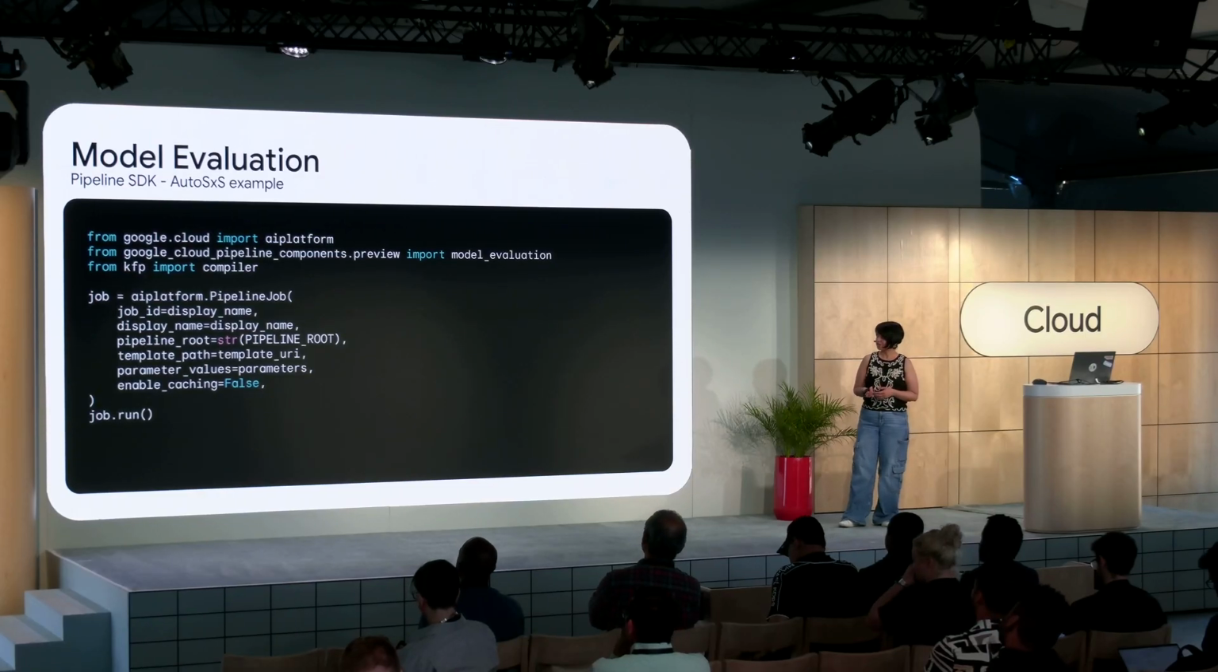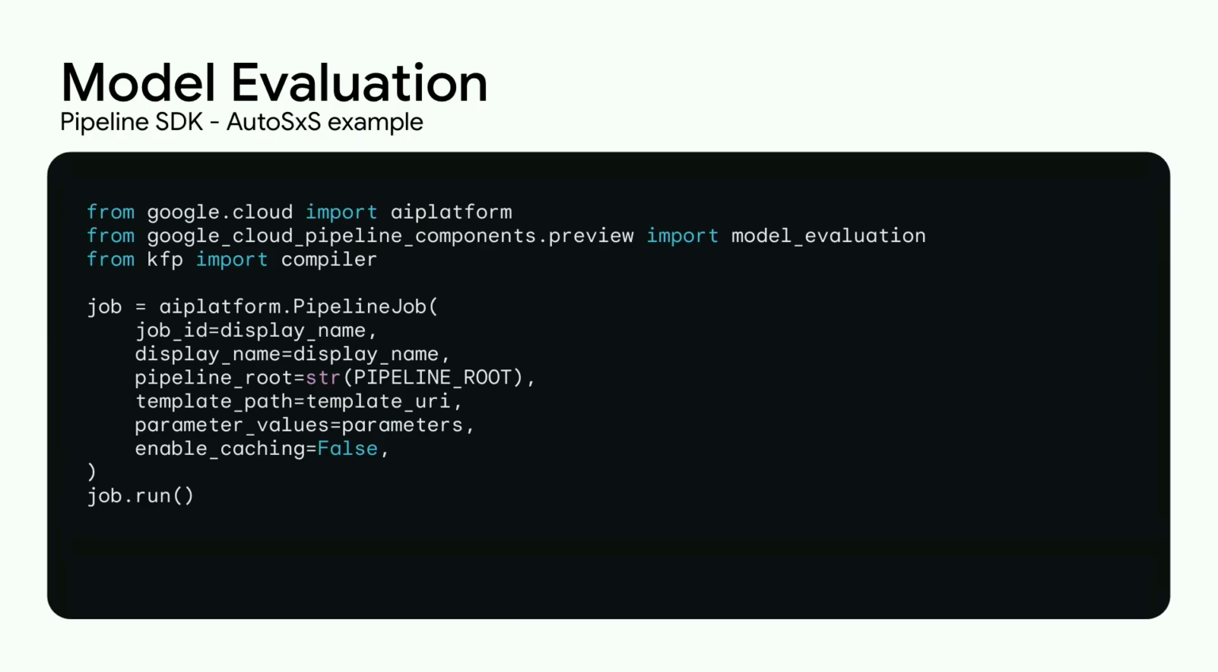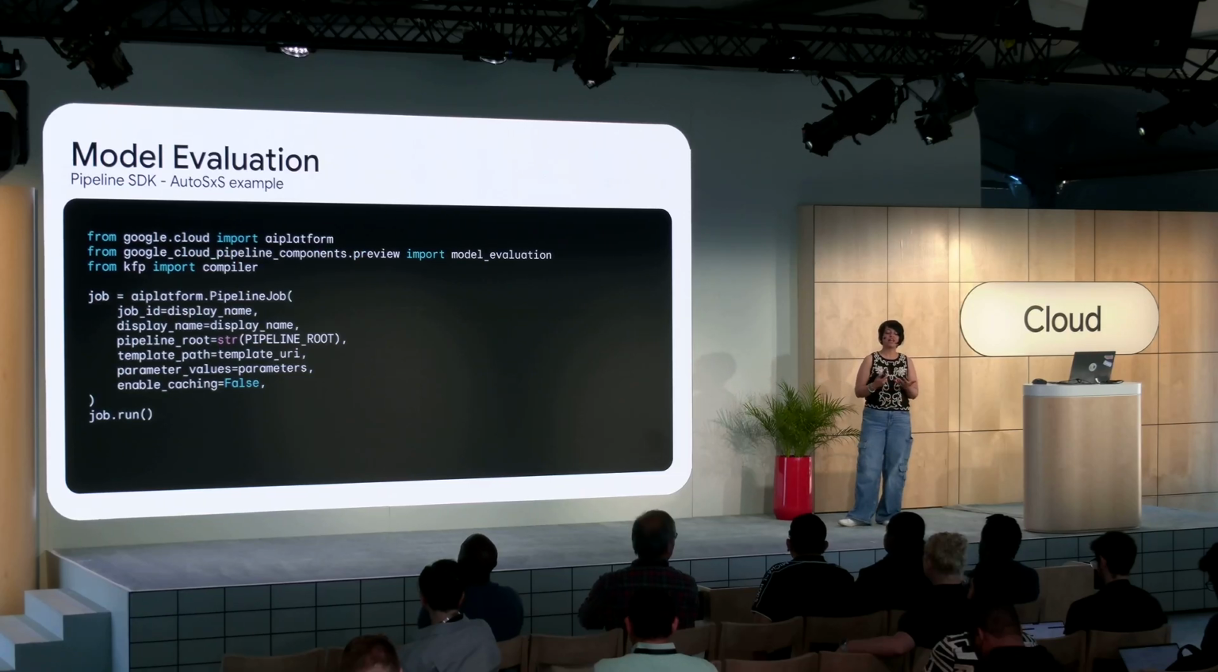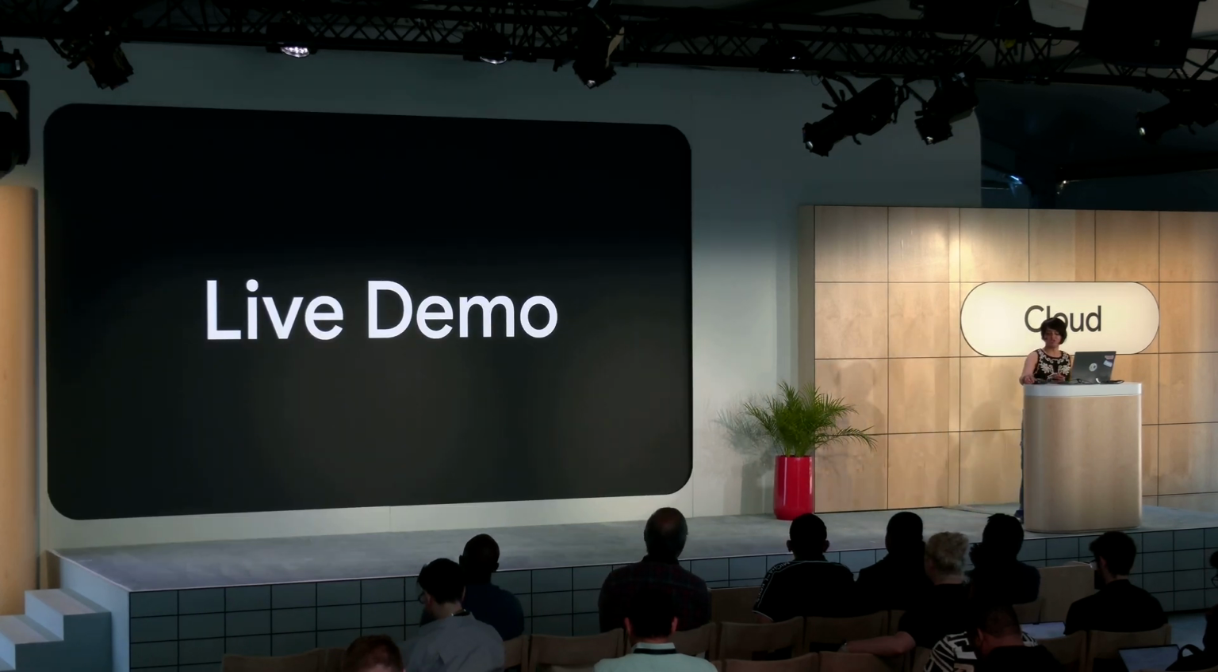And to run this auto side-by-side evaluation, this is what the SDK looks like. And here, as you'll see, this is a pipeline job. So all you need to do is configure your training data set, your pipeline name, etc., and then you run this pipeline. Google Cloud provides an evaluation pipeline template, and all you need to do is provide parameters. Let's quickly take a look at this one in action.